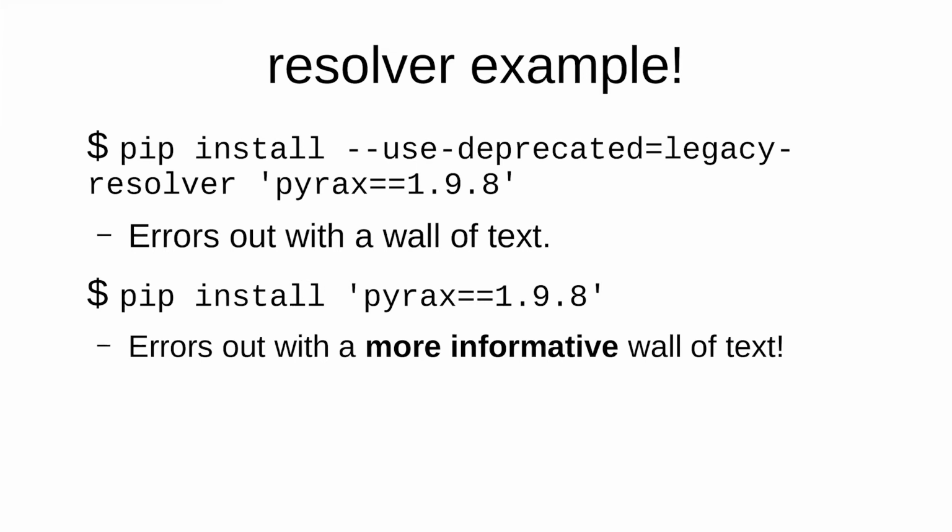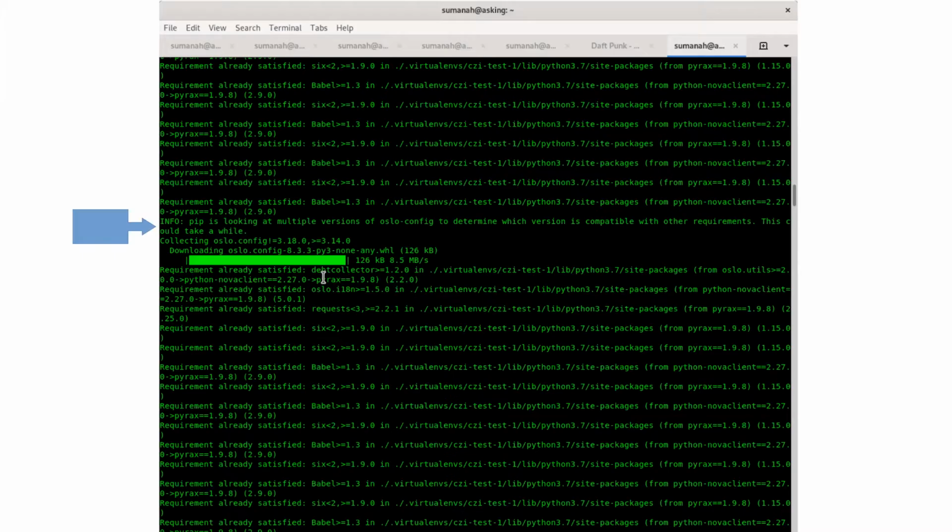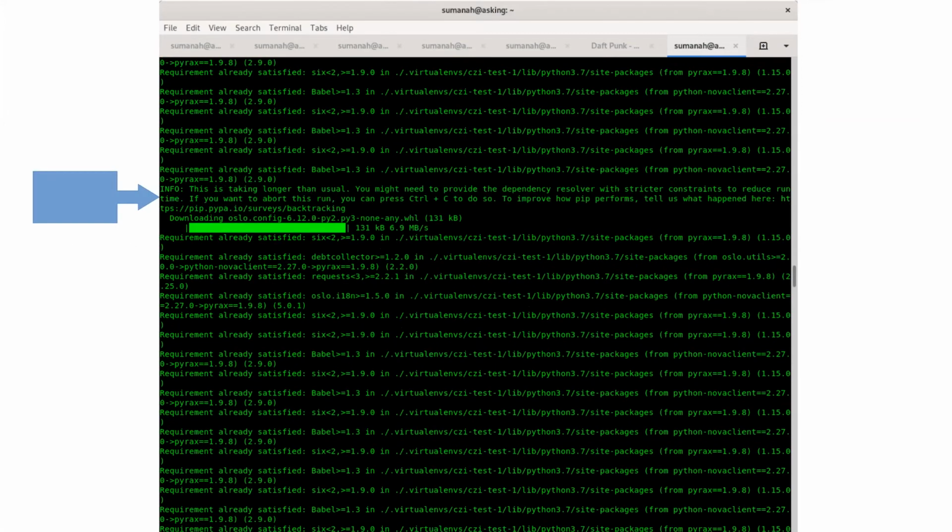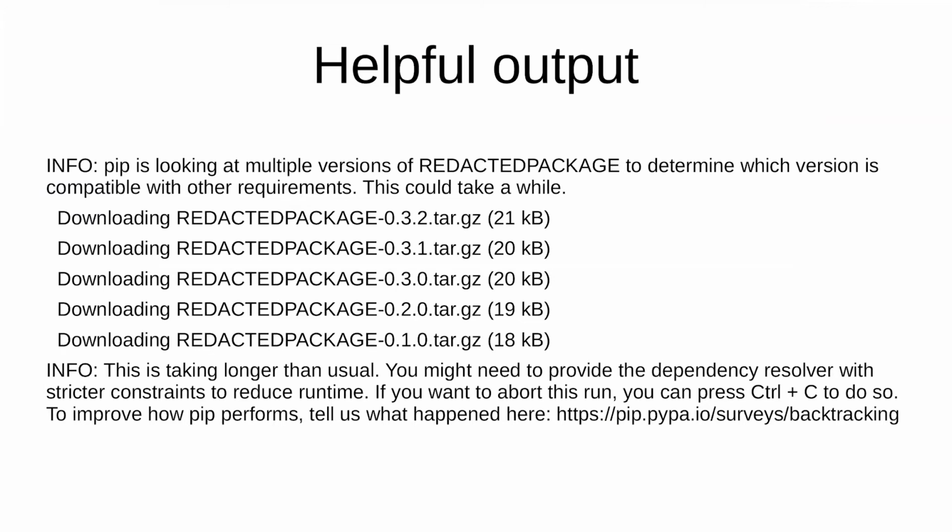You miss that. So with the old resolver, Pyrax installing this would error out with a wall of text. Now it errors out with a more informative wall of text. So that's nice. Here's the more informative wall of text. I'm pointing to things because it's real hard to see. Here is the kind of helpful output we now give.